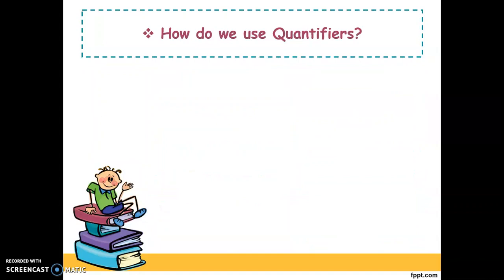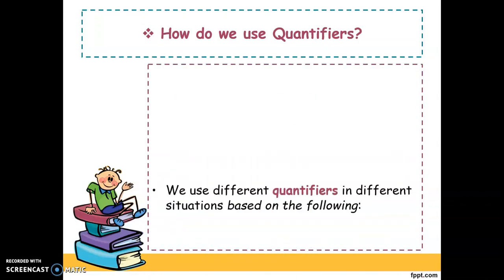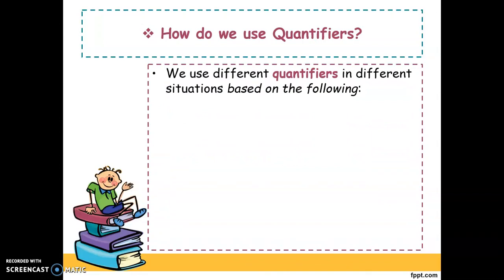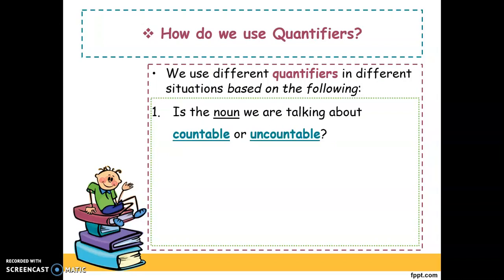Now, after we've talked about a series of different quantifiers, or this group of quantifiers that you have already learned about, I think we should learn how to use quantifiers. When do I use which quantifier in what situation? We use different quantifiers in different situations based on the following. Number one, is the noun we are talking about countable or uncountable? So I read the sentence, and before choosing the quantifier I'm going to use, I have to ask myself if the noun I am talking about is countable or uncountable.